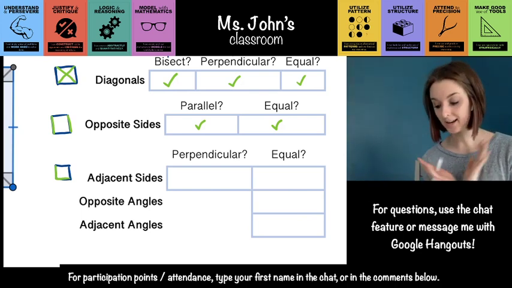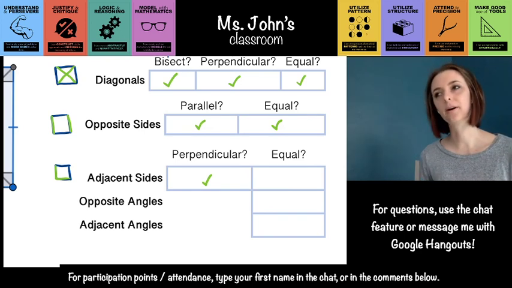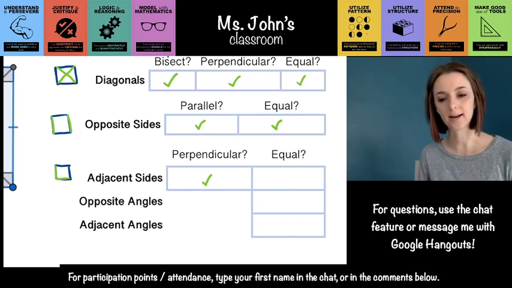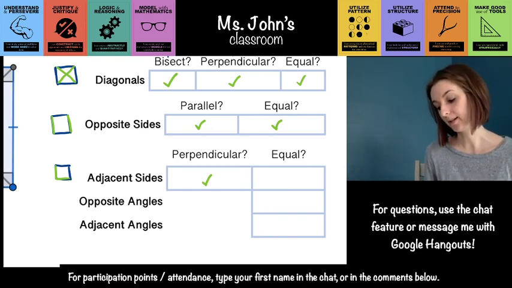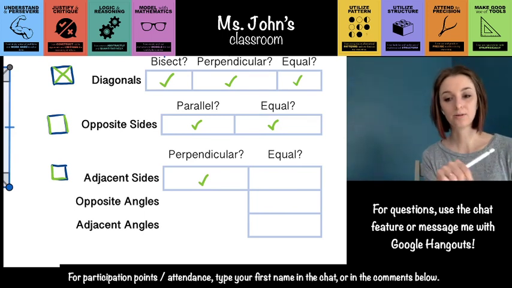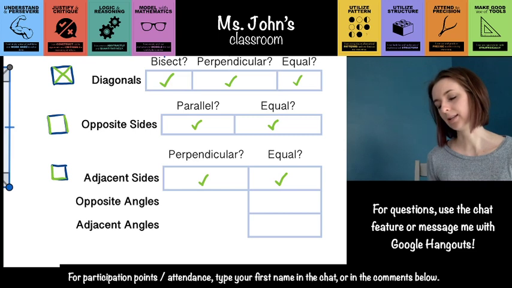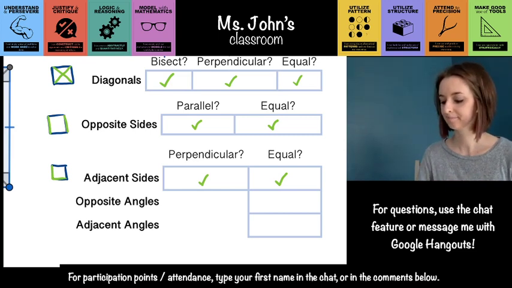So the two sides that are next to each other, are they perpendicular? And the answer is yes, they are perpendicular because of the four right angles that squares have. Those have to be perpendicular because they meet at a right angle. Adjacent sides, the ones that are next to each other, are also of equal length in a square, so that's also a yes.